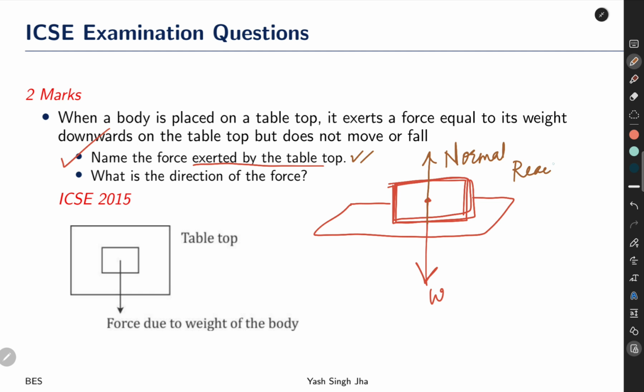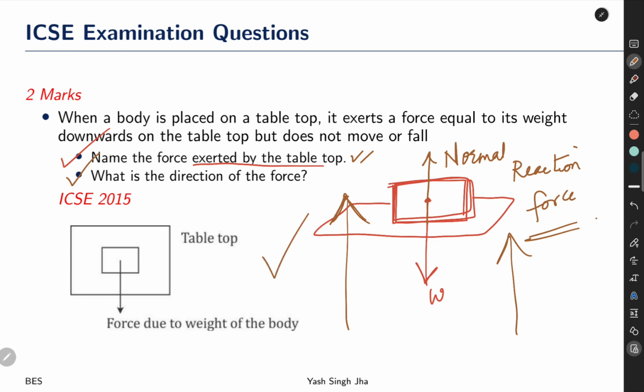Normal reaction force. What is the direction of the force? It is vertically upwards. Yeah. Great.